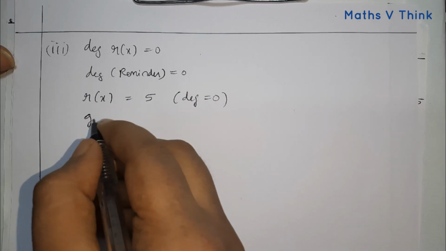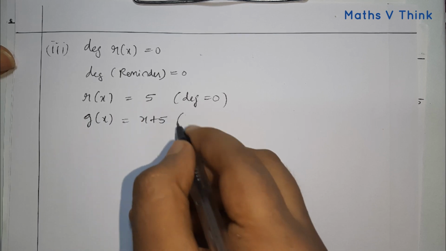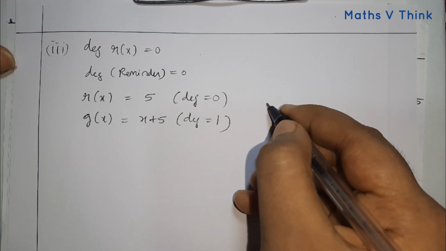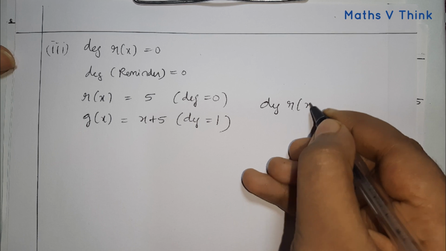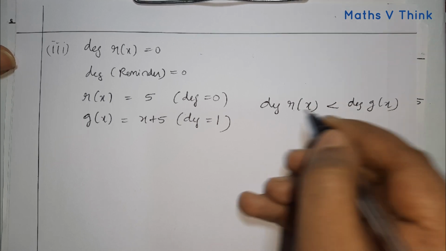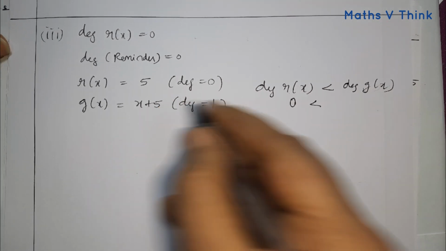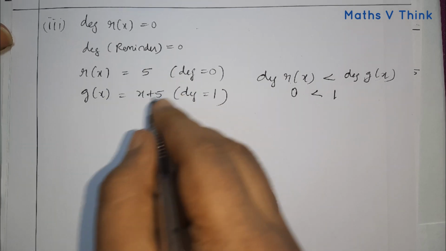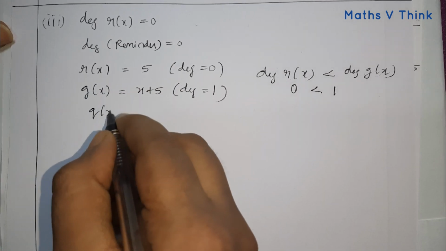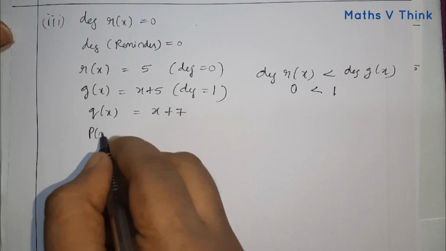So let g of x be x plus 5. So here its degree is 1. You can check because degree of r of x is less than degree of g of x. So you check degree of r of x is 0. So 0 is less than degree of g of x, which is 1. So we have taken the correct example of g of x. Now let's take q of x be some other term like x plus 7. Now p of x we need to find.